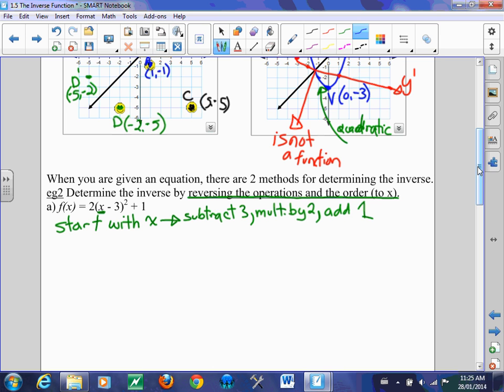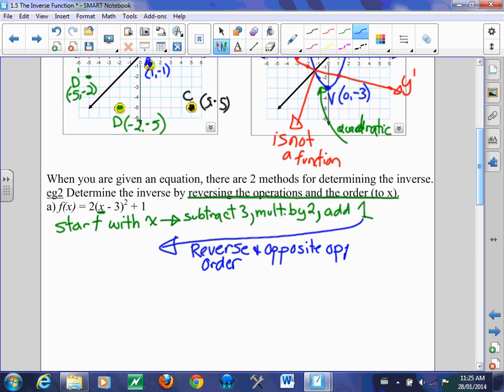Now what we're going to do, folks, is we're going to do the reverse and opposite: opposite operations, reverse order and opposite operations.